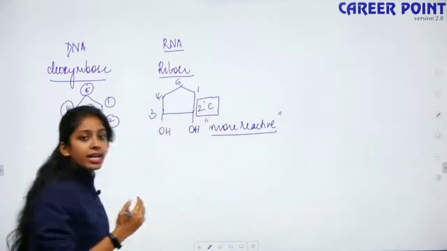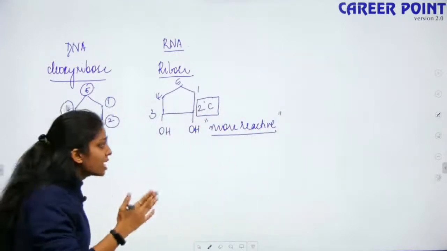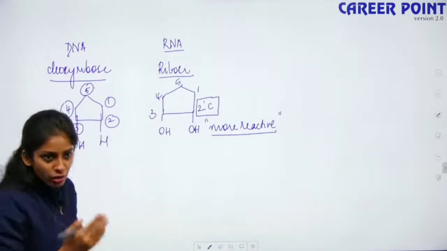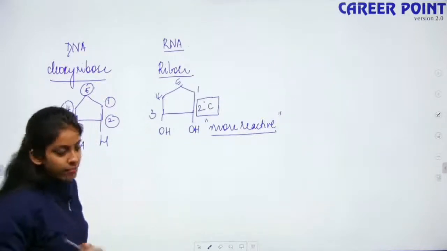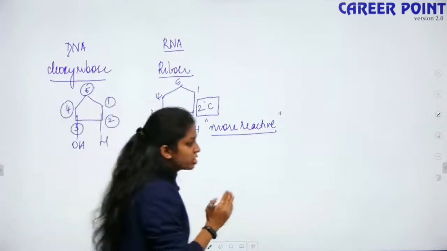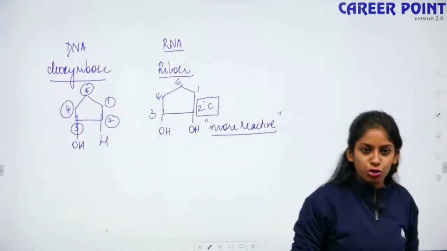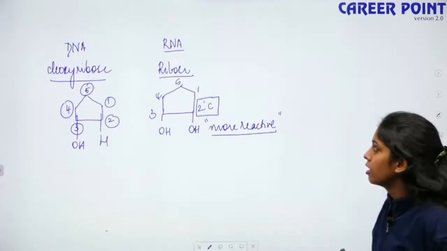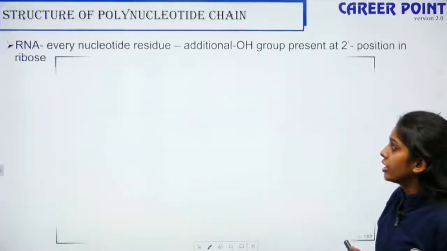This makes the RNA more reactive, thus your RNA cannot remain stable for a longer period of time. So this is the reason. This is the prime difference between your deoxyribose sugar and your ribose sugar. Clear? Okay, so moving further.